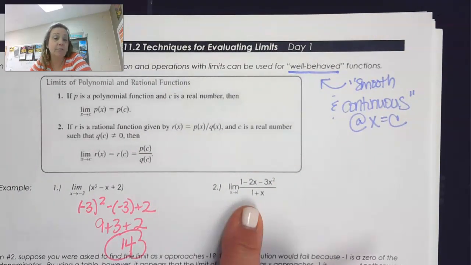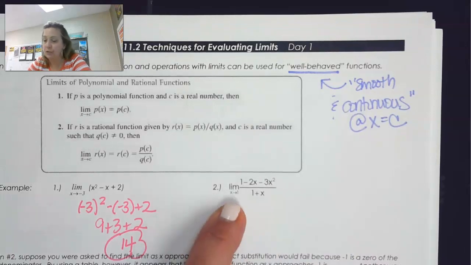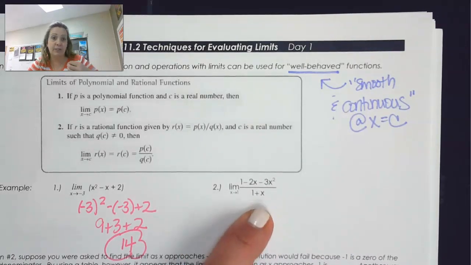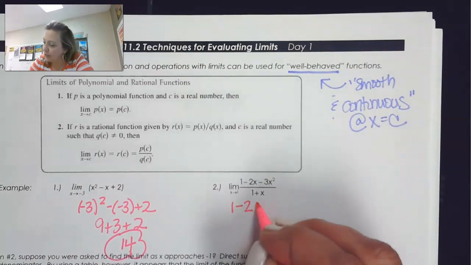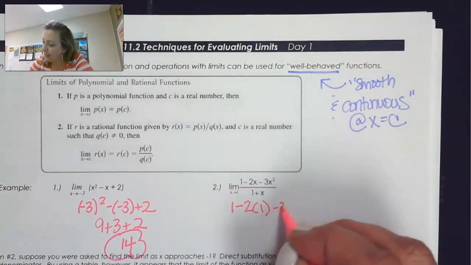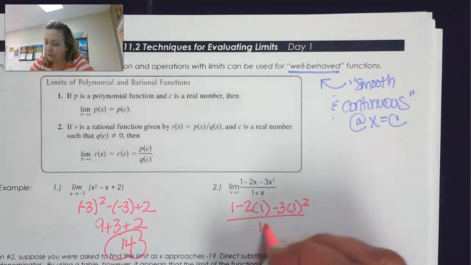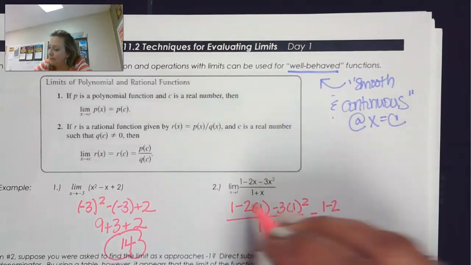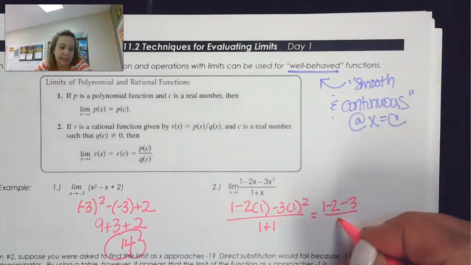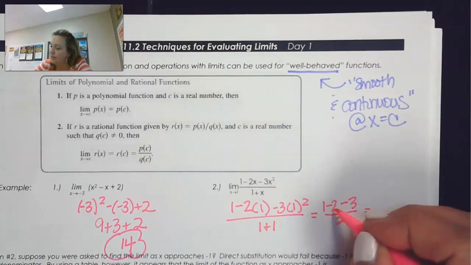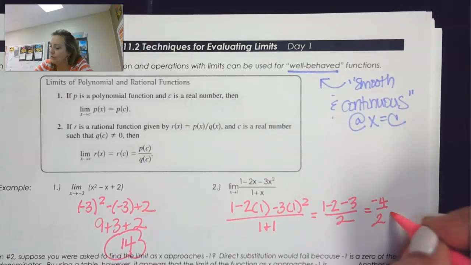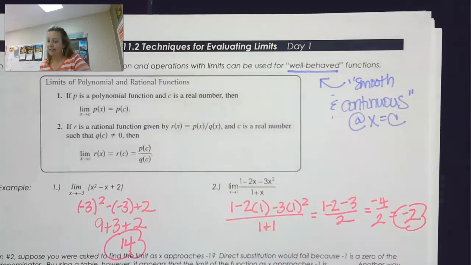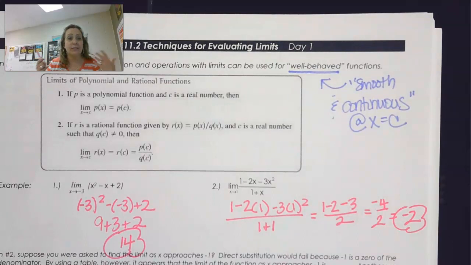Let's do the same thing here. Sometimes with rational functions there's an issue, but notice that if I substitute 1 in, it does not make the denominator 0, so we can probably go ahead with the direct substitution. So I'm going to have 1 minus 2 times 1 minus 3 times 1 squared over 1 plus 1. So that gives me 1 minus 2 minus 3 over 2. So -1 minus 3 is -4 over 2, which is -2. Okay, so this wasn't a problem.